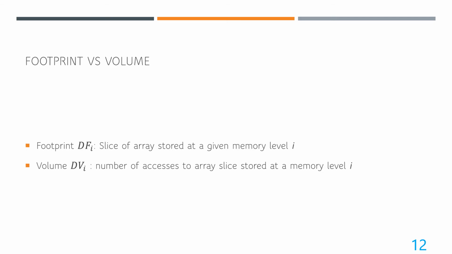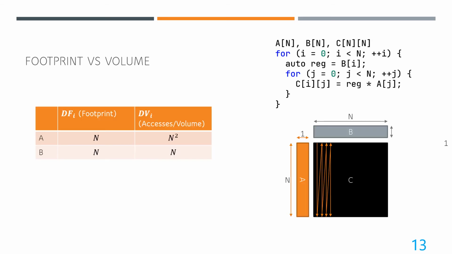Let us define a couple of terminologies. Data footprint is the slice of an array stored at a given memory level. Data volume is the total number of accesses to the array slice stored at that memory level. For example, consider the outer product of two arrays A and B. The code illustrates the computation. The footprint of array A is n. That is the total size of the array slice. But the data volume or number of accesses to A is n squared.